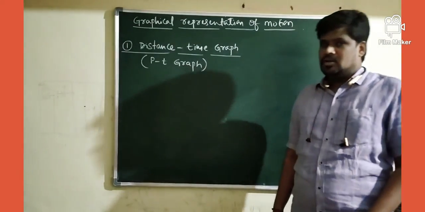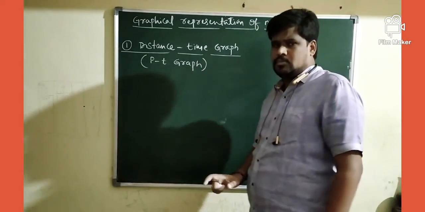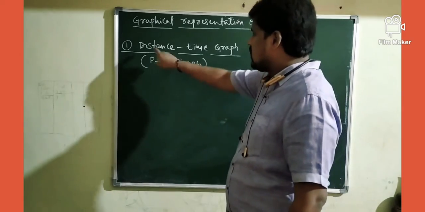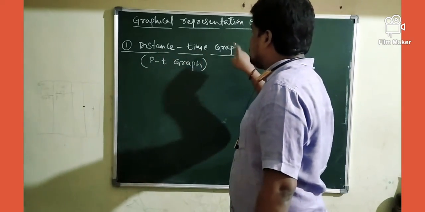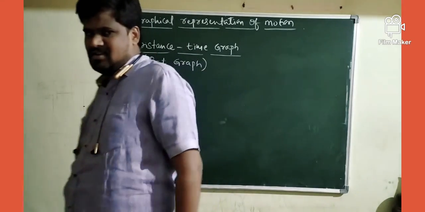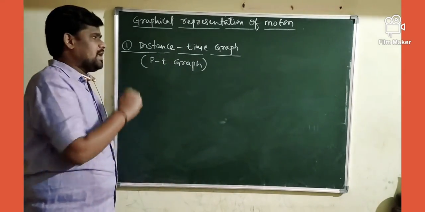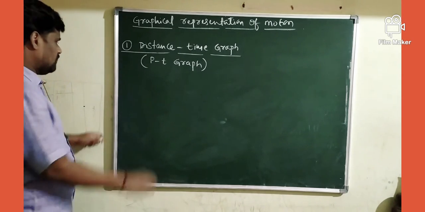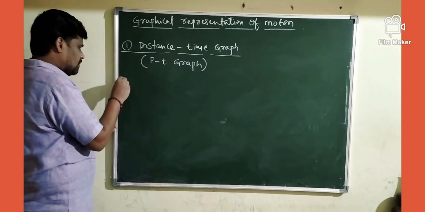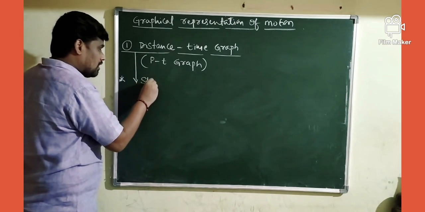If the speed of a moving body is uniform, the distance time graph or position time graph is a straight line. Concentrate here. What is the nature of the distance time graph or position time graph? This distance time graph is a straight line.